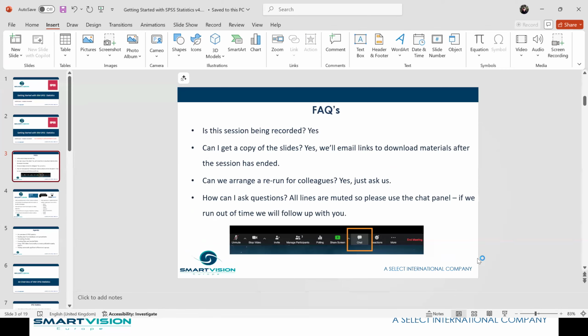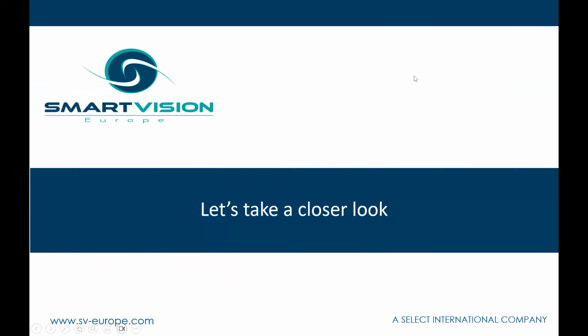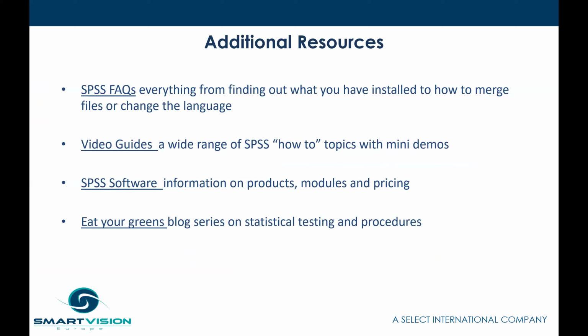Okay, we're coming up to the end here, so I think we've gone through all of the things we wanted to talk about. Let's try to pull things together somewhat. There are some additional resources that you should be aware of. SPSS FAQs, everything from finding out what you have installed to how to merge files or change the language. We've got a whole raft of video guides, both on our website and on YouTube, as well as mini topics on how to reverse the scale and different ways you can recode data. And a little blog series on statistics called Eat Your Greens, statistical testing.